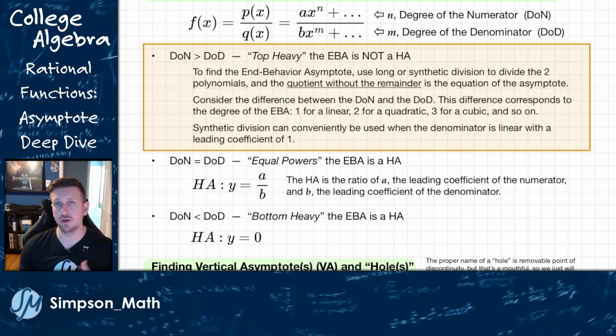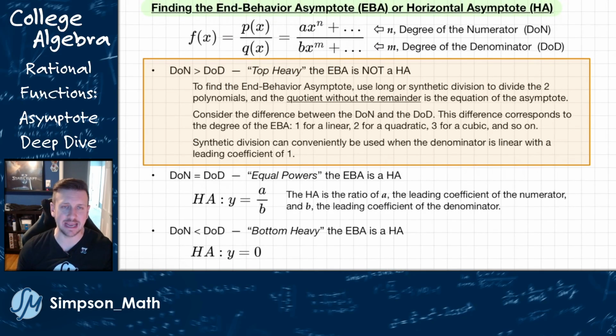We looked at the why behind that a little bit in terms of a graphical approach and a visual approach, but today we're going to be looking at it a little bit deeper from the perspective of the numerical approach, by doing synthetic or long division on it, which is the same process on how we're going to find our asymptotes when it's top heavy.